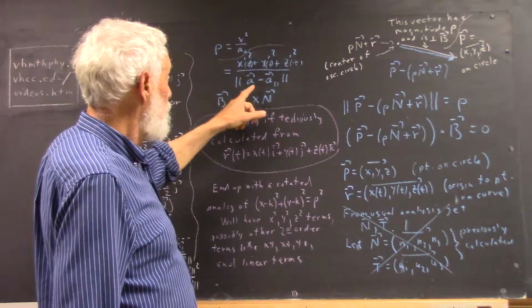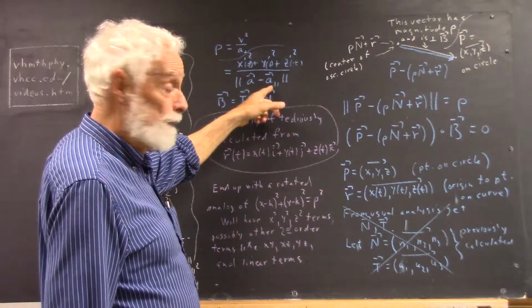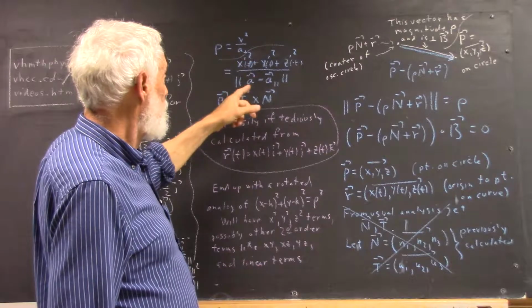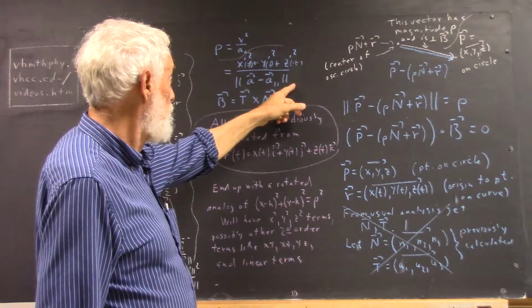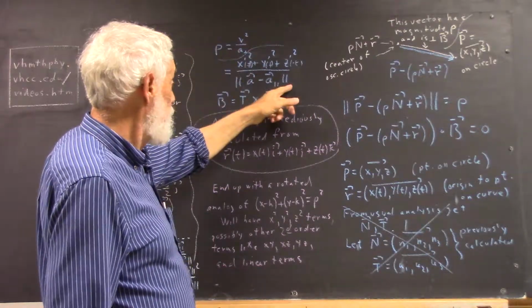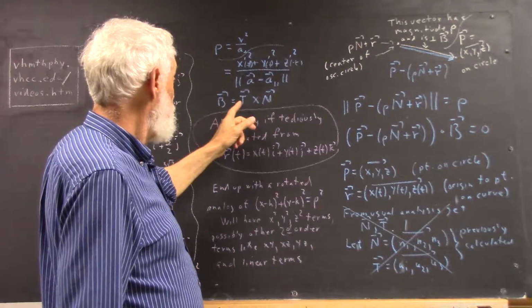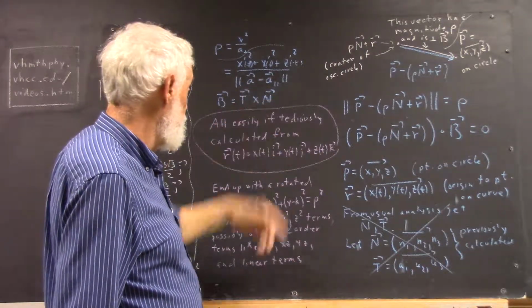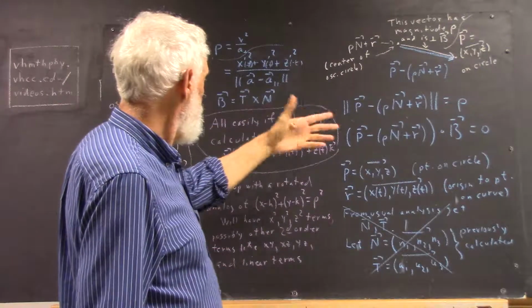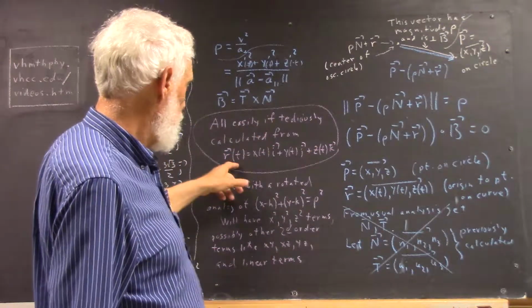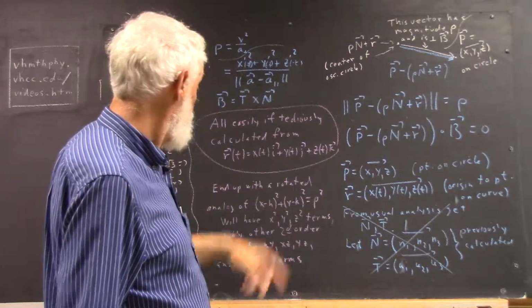Your a perpendicular is just your a minus a parallel vector, and a perpendicular is just the magnitude of that vector. So this is easy to calculate. B is your unit tangent cross unit normal, that's easy to calculate. So all easily, if maybe a little bit tediously, calculated from your r of t vector.